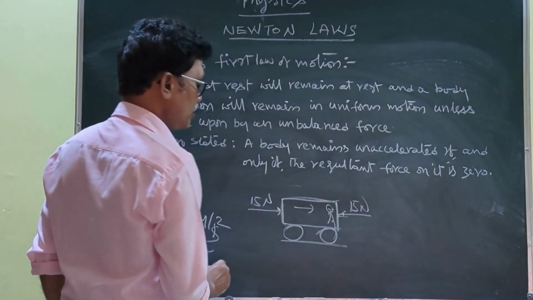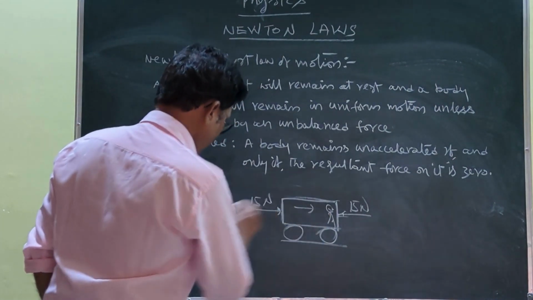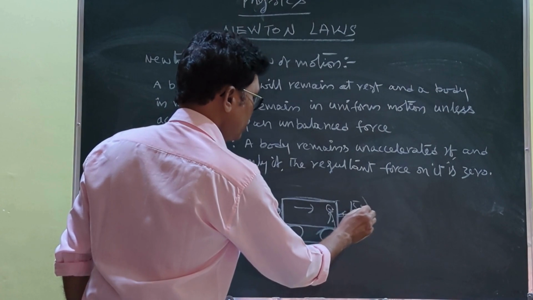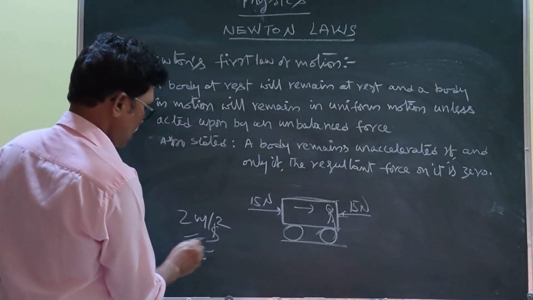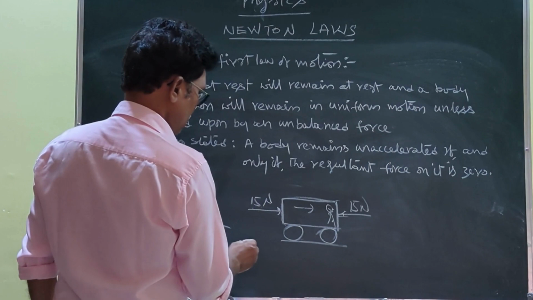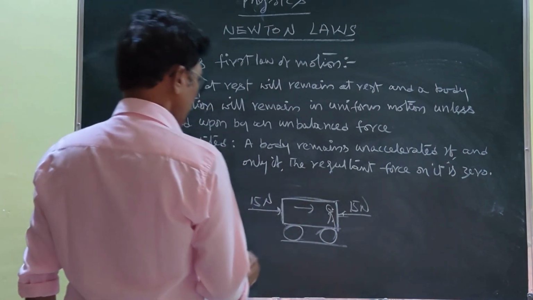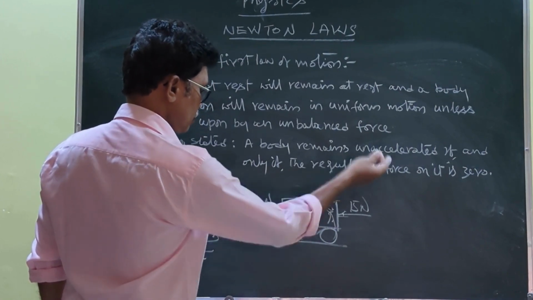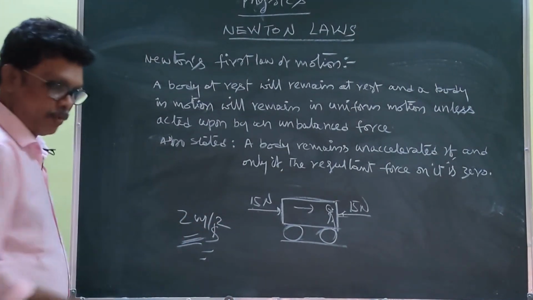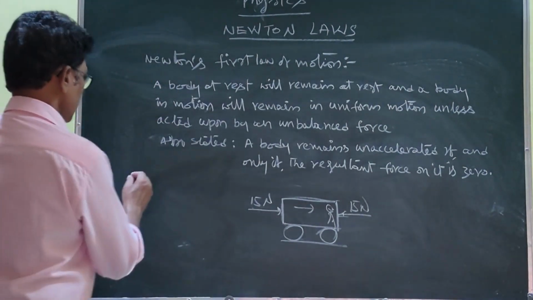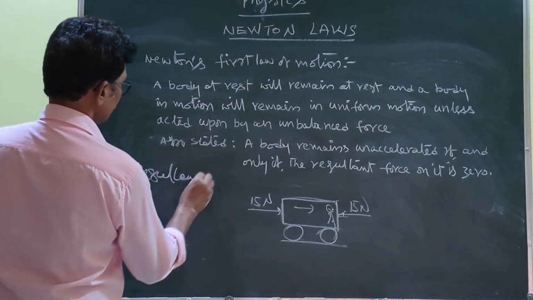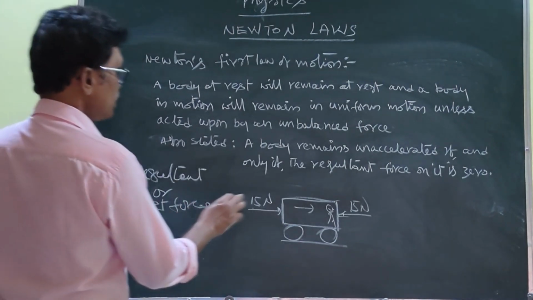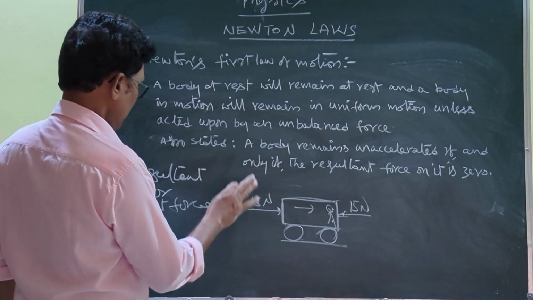You are applying the same magnitude of force on either side, so let us assume the object moves with the same acceleration. Why? Because on this side you apply 15 newtons, and on the other side also 15 newtons, and the object is moving with 2 meters per second squared acceleration, as before applying these forces. Therefore the resultant or net force acting on the object is zero. How is it zero? Resultant or net force means the algebraic sum of the forces acting on the object becomes zero.